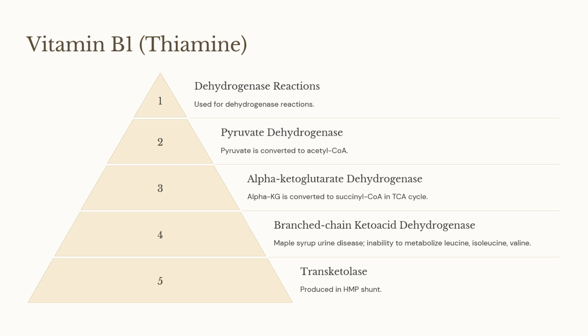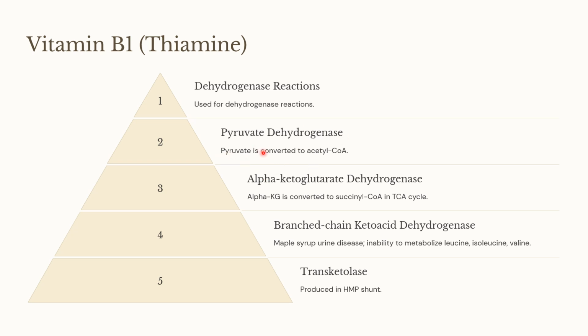So now let's learn about our next vitamin, that is vitamin B1 or thiamine. Vitamin B1 thiamine, this is mostly theory. It is used for three important dehydrogenase reactions. The first important dehydrogenase reaction is where pyruvate gets converted to acetyl CoA.